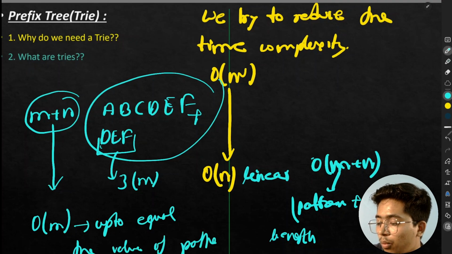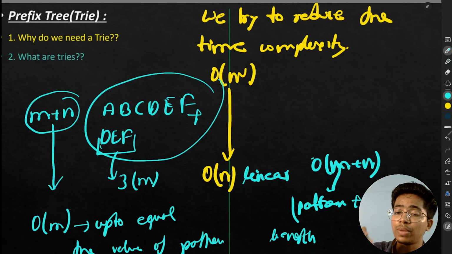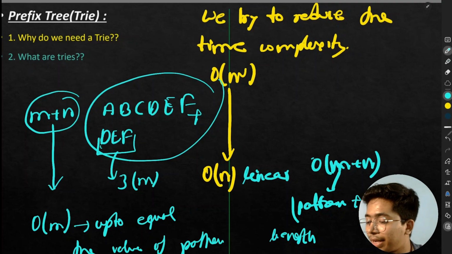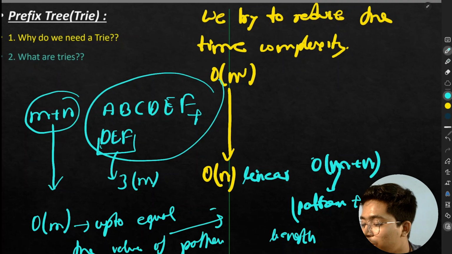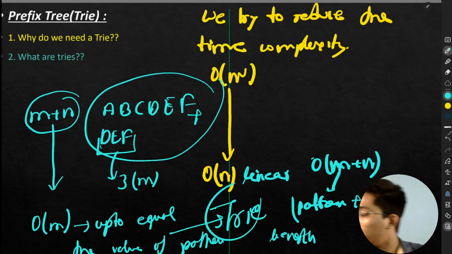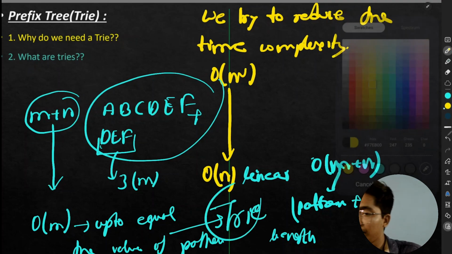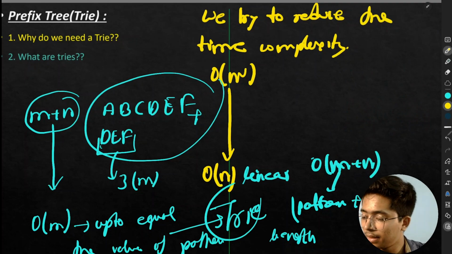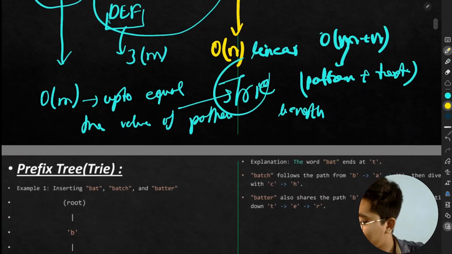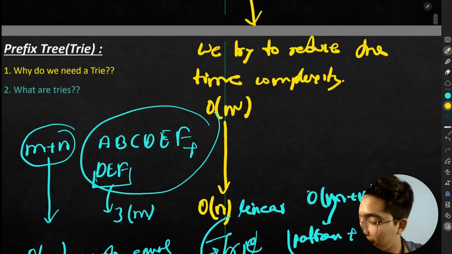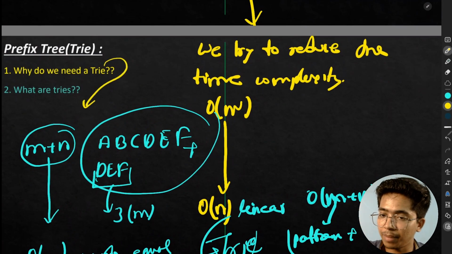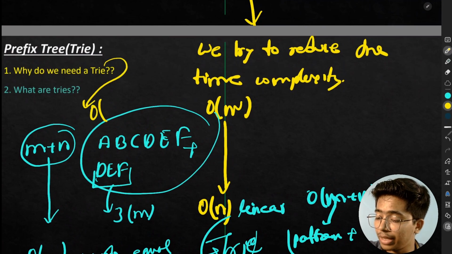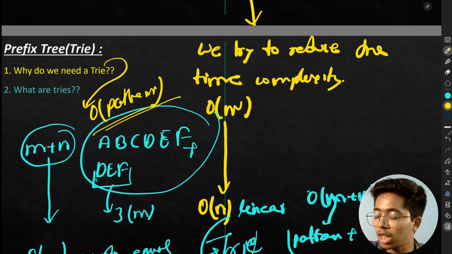And when we want to reduce to such a level, then trie comes into the role. Then trie plays its role. That means we use trie. Why do we need trie? To use the method where our time complexity reduces to only the length of the pattern, big O of pattern, we use trie. This is why we use trie.